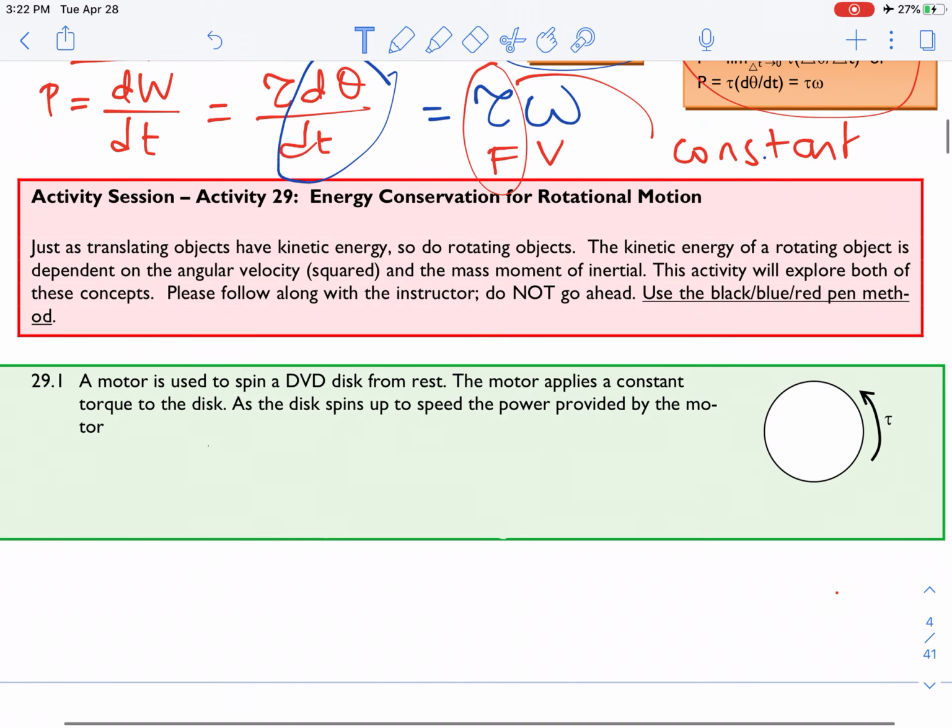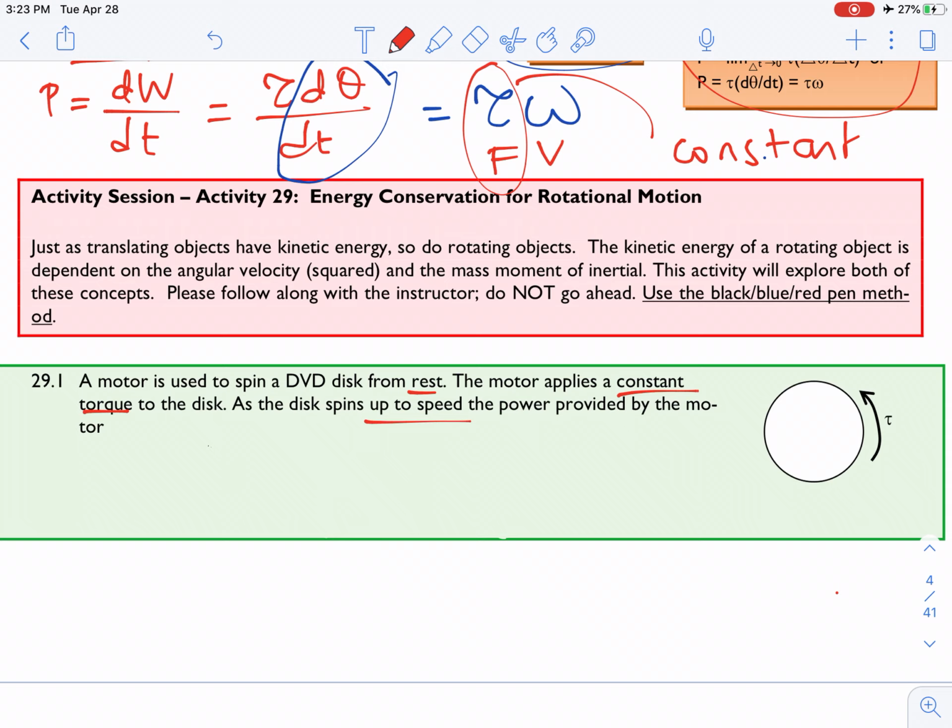So the next thing is the activity. In the first question, I'm not going to ask it as a clicker question, but I want to go over it with you. So here we have a motor, and it is used to spin a DVD disc from rest. You can see the disc here. It starts from rest. A motor applies a constant torque to the disc. As the disc spins up to speed, the power provided by the motor, is it going to stay the same, increase, decrease, or we don't have enough information to figure it out? Okay, I got rid of the options because it showed the answer.